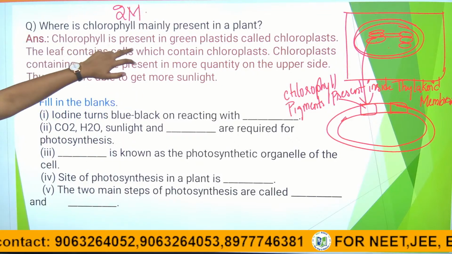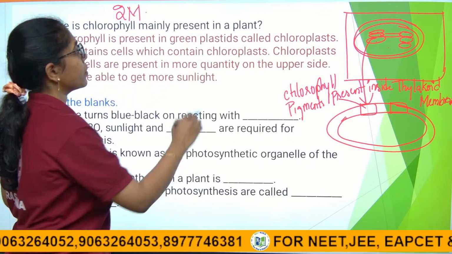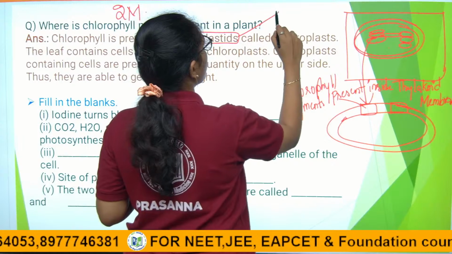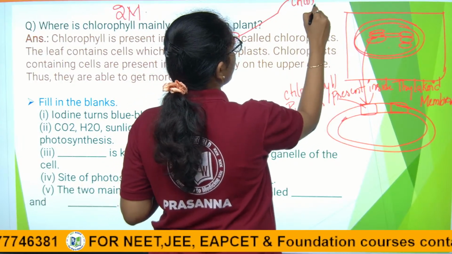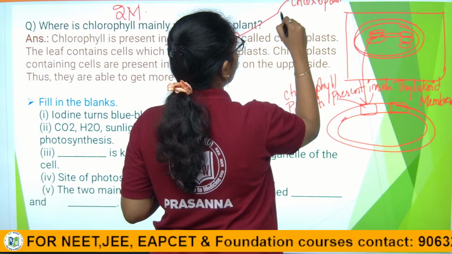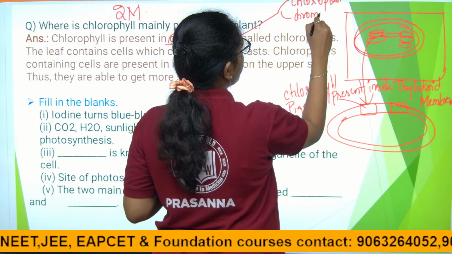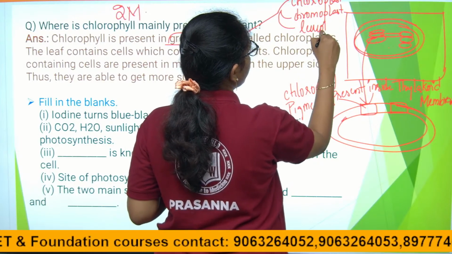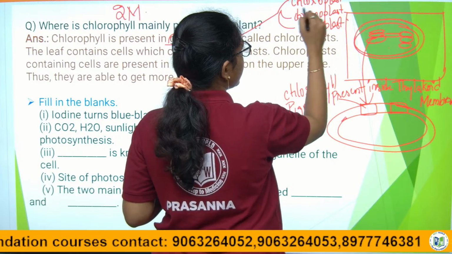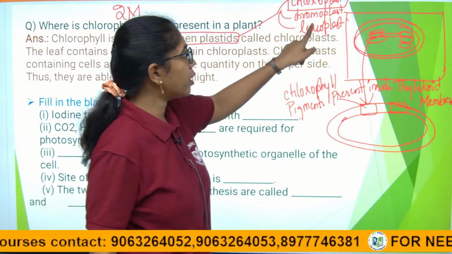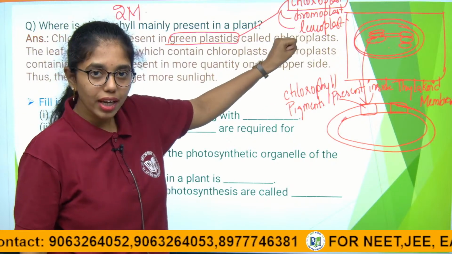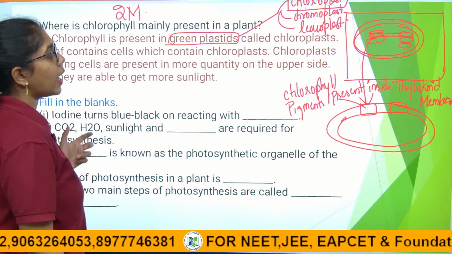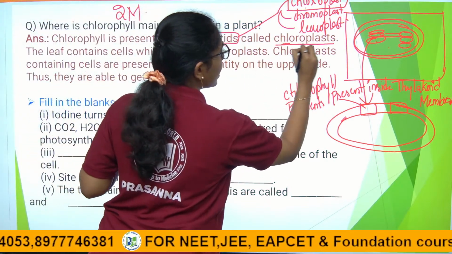So, chlorophyll is present in green plastids. Plastids are of 3 types. What are they? Chloroplast, chromoplast and leucoplast. Of these 3, what are green plastids? Chloroplasts. Colored plastids? Chromoplasts. Food storing plastids are leucoplasts. So, chloroplasts are the green plastids.